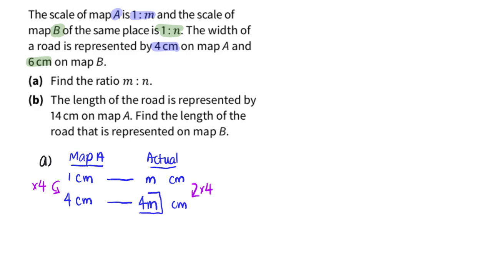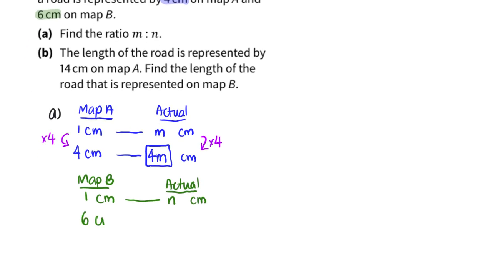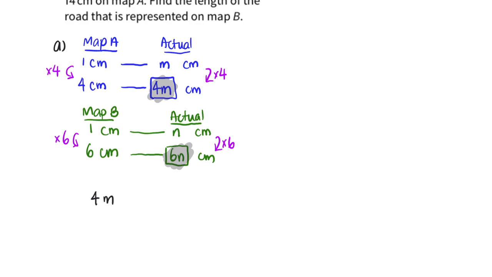This is important. This is the actual distance of the road from map A. And let's look at map B. Map B is 1 cm is to n cm, and it is represented by 6 cm. And therefore, for here, I will need to multiply by 6. But this is the same road we are talking about. And therefore, I will have my 4m equal to 6n because it is the same road.